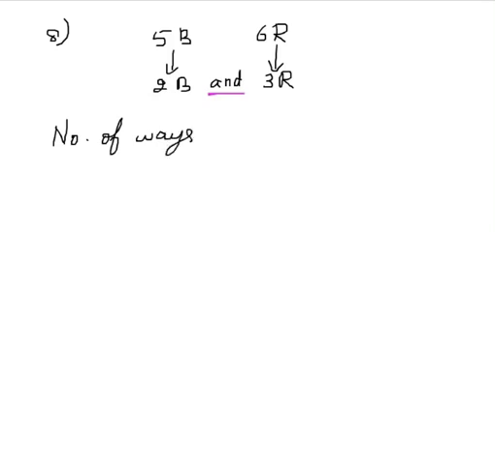Question number 8. A bag contains 5 black and 6 red balls. Determine the number of ways in which 2 black and 3 red balls can be selected. So we need to select 2 black balls and 3 red balls, and we need to multiply. It is a combination question. So 2 balls out of 5 can be selected in 5C2 ways, and so multiply with 6C3. Very simple question.